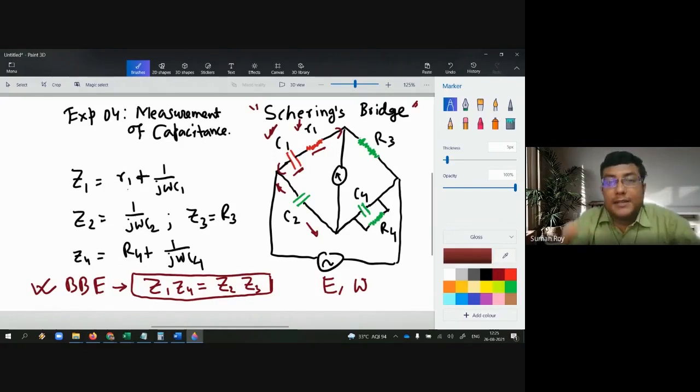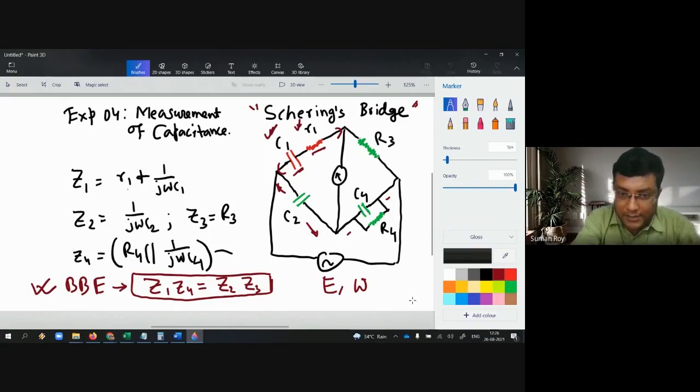Similarly, if you see the fourth arm, C4 is connected in parallel with R4. So the impedance due to R4 is simply R4, and the impedance due to C4 will be 1 by j omega C4. Since they are connected in parallel, we can use the symbol R4 parallel to 1 by j omega C4. As you know, the formula will be R4 into 1 by j omega C4 divided by R4 plus 1 by j omega C4.